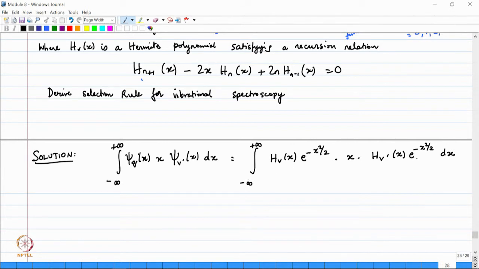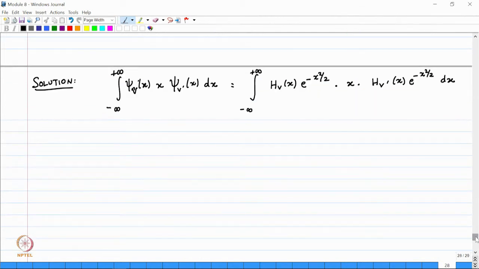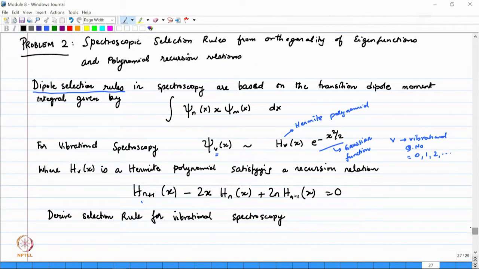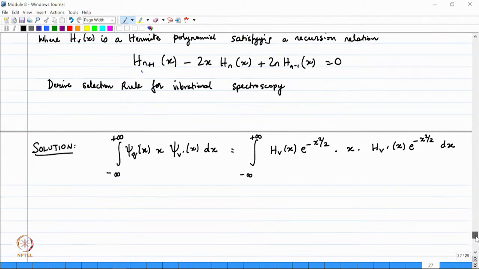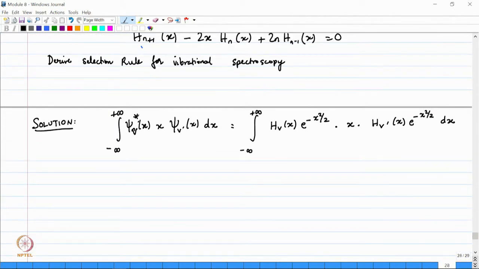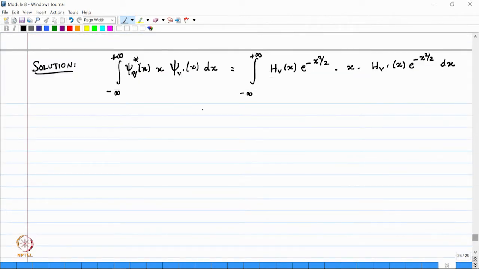Now, I cannot use any orthogonality relation because I have an x here. So, let me write this out in the following form. I should mention that there should be a complex conjugate here. Now, these are real functions, so the complex conjugate is nothing but the function itself. So, let us just go ahead and write this out. So, this is equal to the integral from minus infinity to plus infinity.